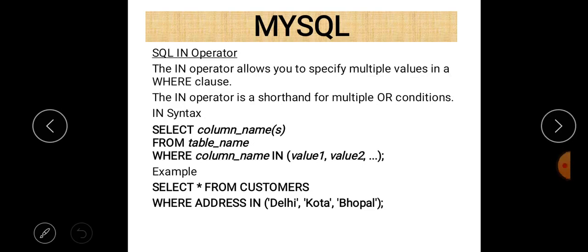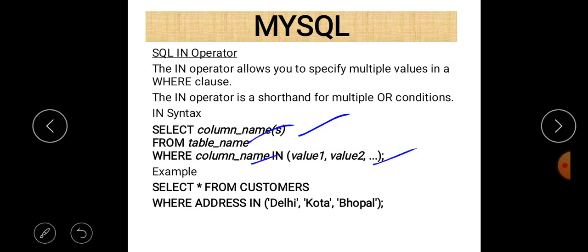Now the IN operator. The IN operator allows you to specify multiple values in a where clause. So if you want to specify multiple values in a where clause, then you can use the IN operator. The syntax is select column names from table name where column name IN value 1, value 2, value 3, and so on.